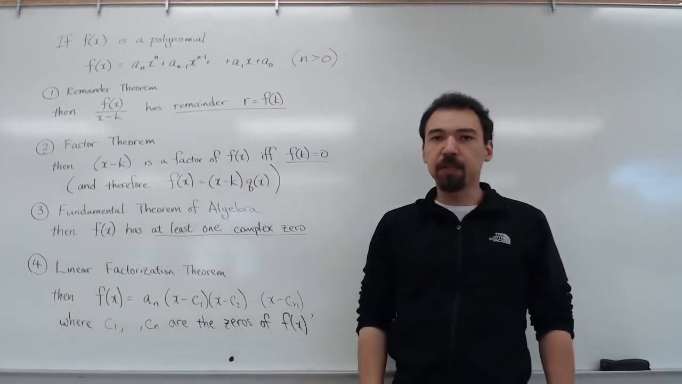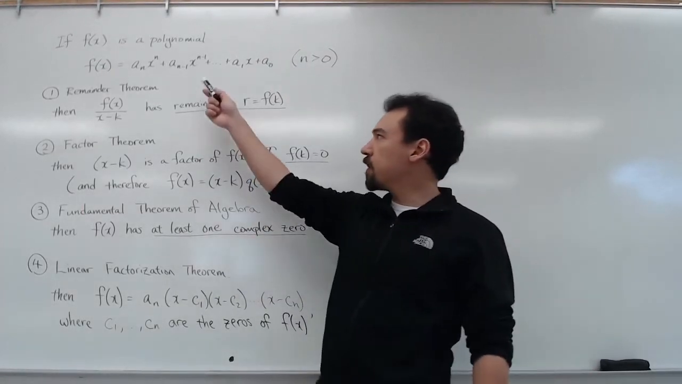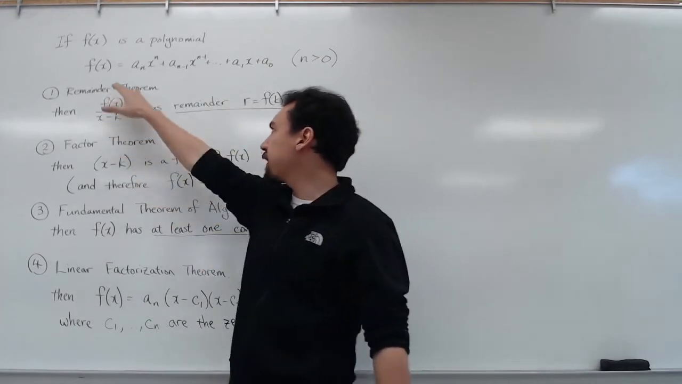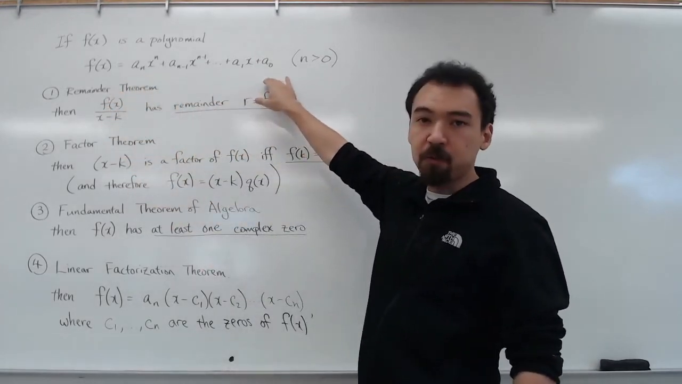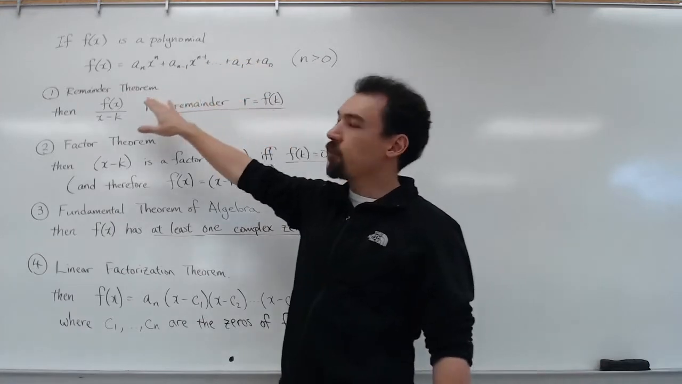All right, let's start with some theory today. So our unit is on polynomials. So we start with an f of x that can be written in this shape. It's a polynomial function. We've already talked about the remainder theorem.